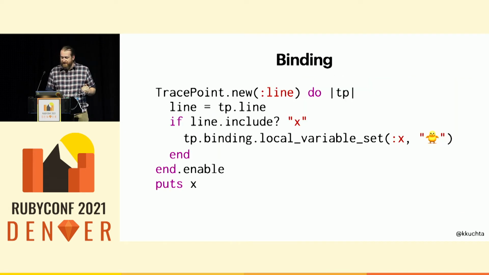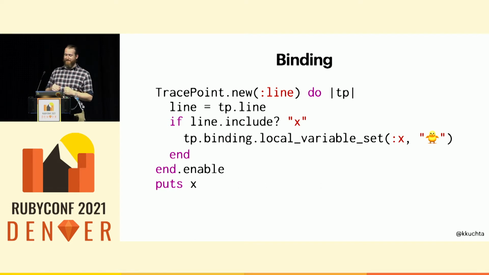Maybe it would look something like this. We're going to register a tracepoint to run on every single line, and when it does, if that line includes x, we're going to define it in the local binding. Now, unfortunately, there are a couple problems with this. Beyond the obvious ones like, oh God, what have you done? Why would you do that?